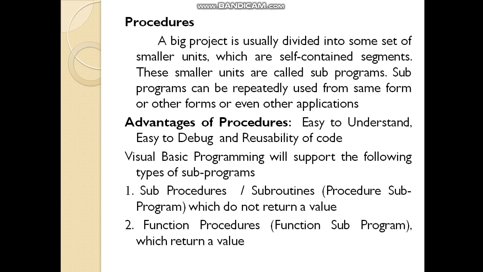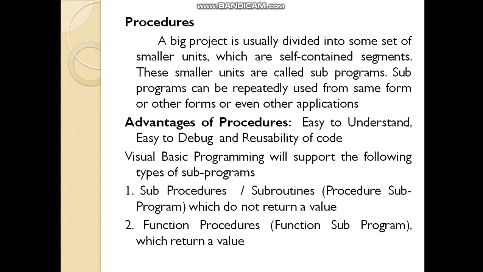A big project is generally divided into smaller parts or smaller units. Each unit is called a subprogram or procedure. Subprograms can be repeatedly used from the same form or other forms. The advantages of a procedure: easy to understand, easy to debug, and the main advantage is reusability of code. Once the code is written, that code can be called from anywhere. This is called reusability of code.